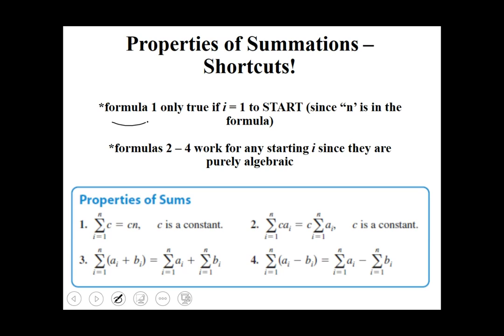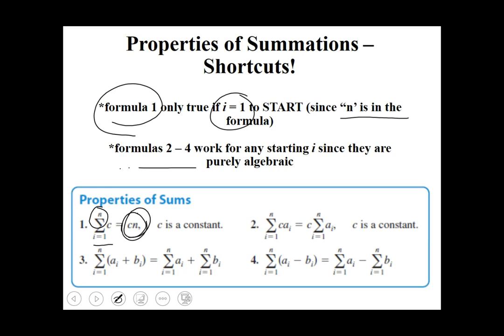Formula 1 is only true if you start at 1 because of the fact that the actual n is in the formula. The reason why that matters is because if you were going from 1 to n compared to 5 to n or 20 to n, that n would be very different each time. So it's very important that you realize that Formula 1 only works if you're starting at i equals 1, or else you have to rewrite the problem or cheat a little bit.